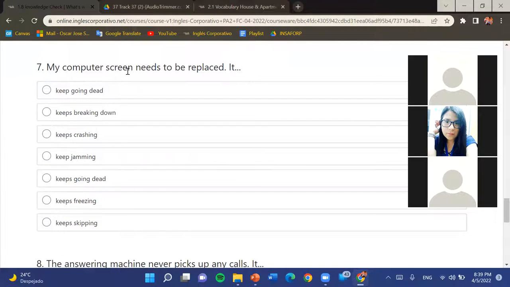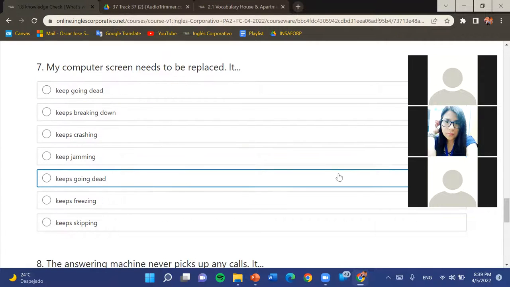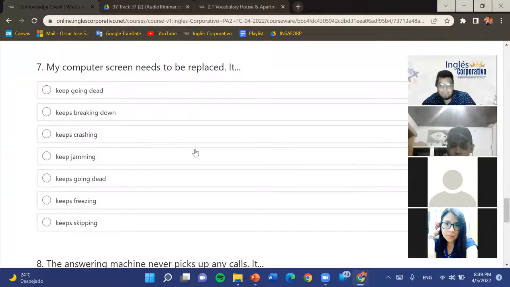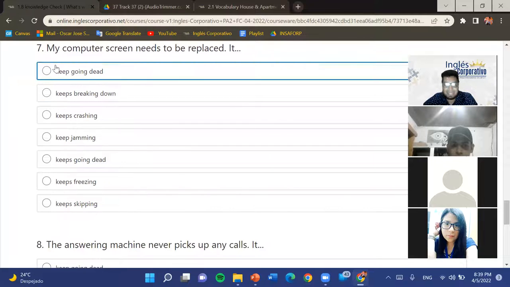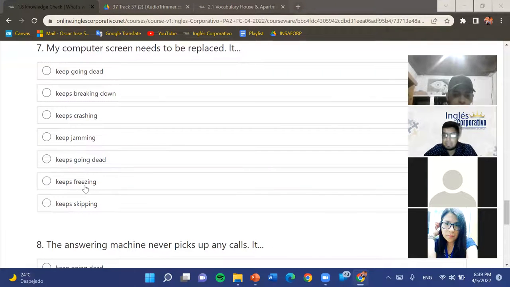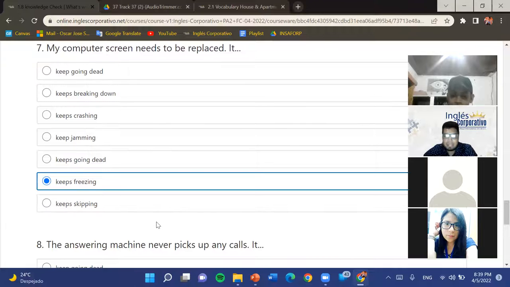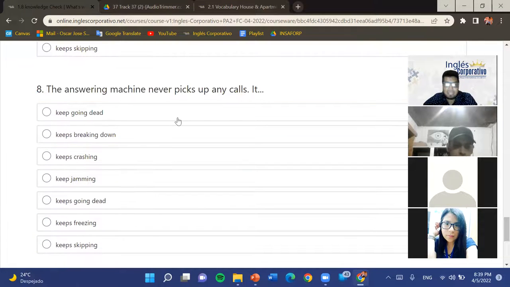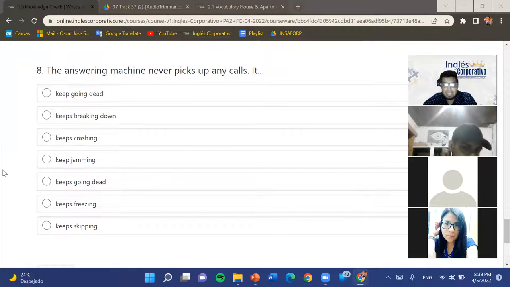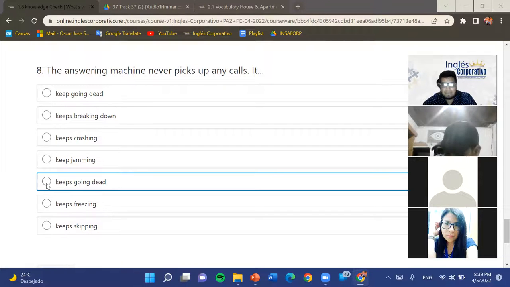Number 7. My computer screen needs to be replaced. It, that one goes for whoever would like to answer it. Quien quiera dar la respuesta para esta. My computer screen needs to be replaced. It keeps freezing. All right. So it keeps freezing. Thank you very much, Evelyn. And Joel, you take the last one. The answering machine never picks up any calls. It keeps going dead. Keeps going dead.